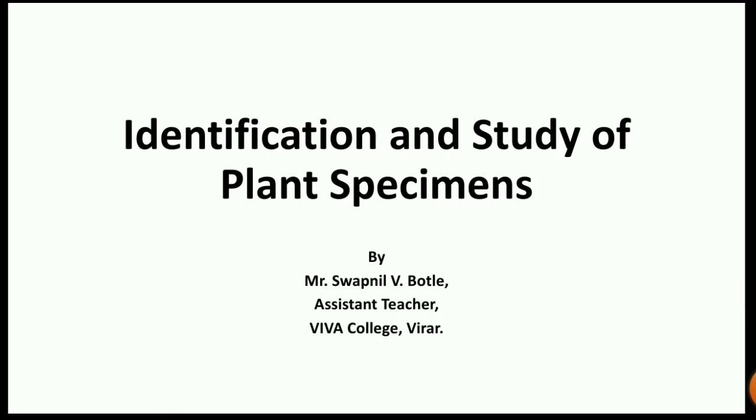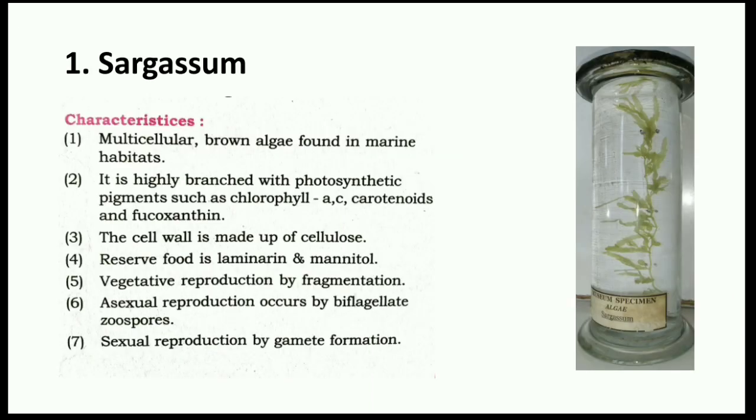Hello everyone. Here in this section, we are going to learn how to identify and study the different plant specimens. In total, there are 4 plant specimens, out of which only 2 will be asked in the practical exam. Now, mind you, these 2 can be any of the 4, okay? So the 4 plant specimens for your syllabus are Sargassum, Funaria, Nephrolepis, and lastly, Cycas megasporophyll.